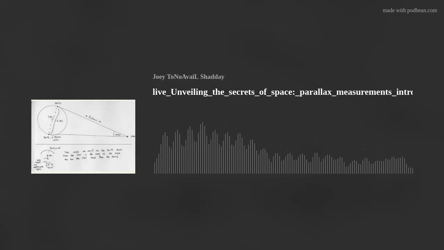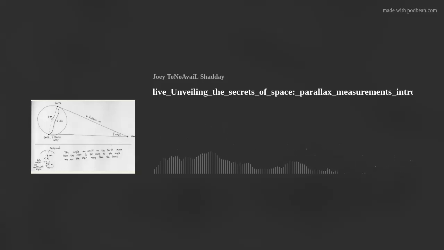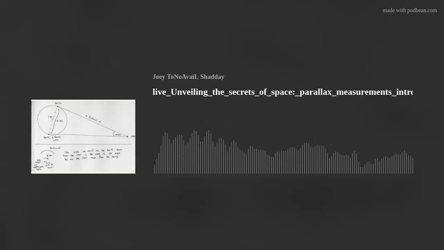Now, to provide you with an example, if a star has a parallax angle of 1 arc second, it is 1 parsec away. A star with a parallax angle of 0.5 arc seconds would be 2 parsecs away, and so on.